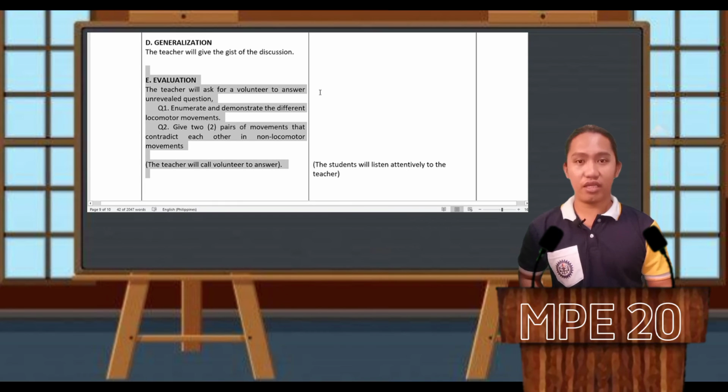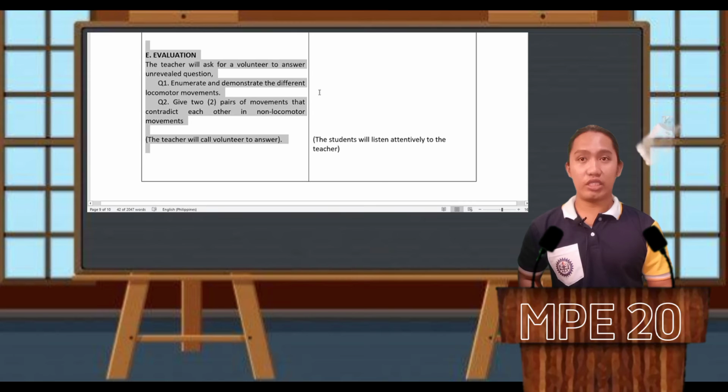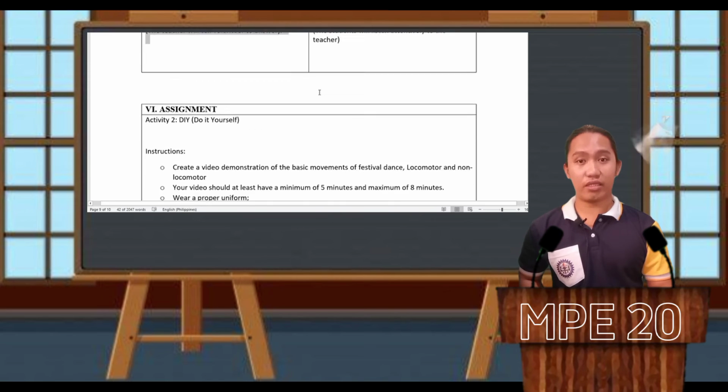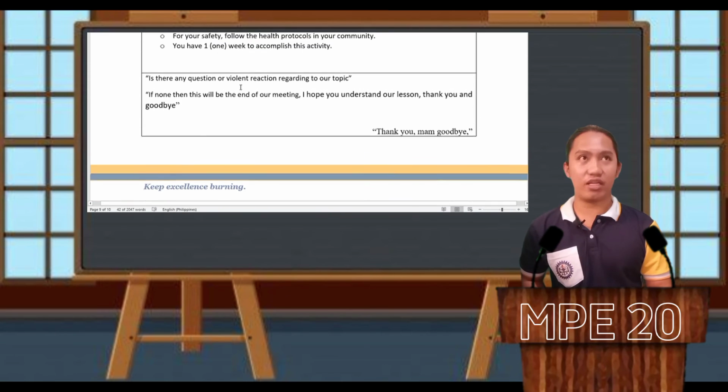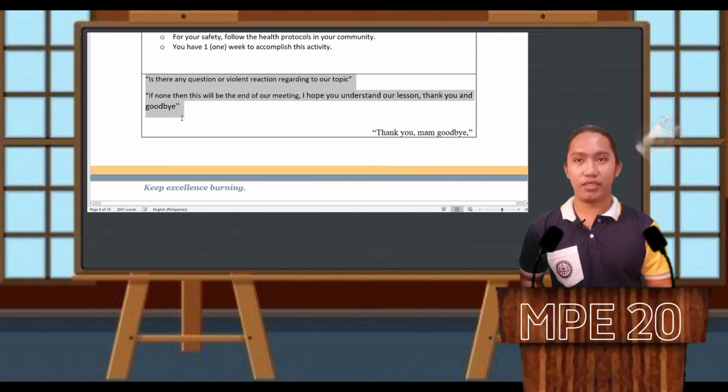So if none, then of course, the teacher will make sure na wala nang tanong yung mga estudyante niya or clarification rather. Ayan, so of course, hindi pa yan matatapos ang lahat.